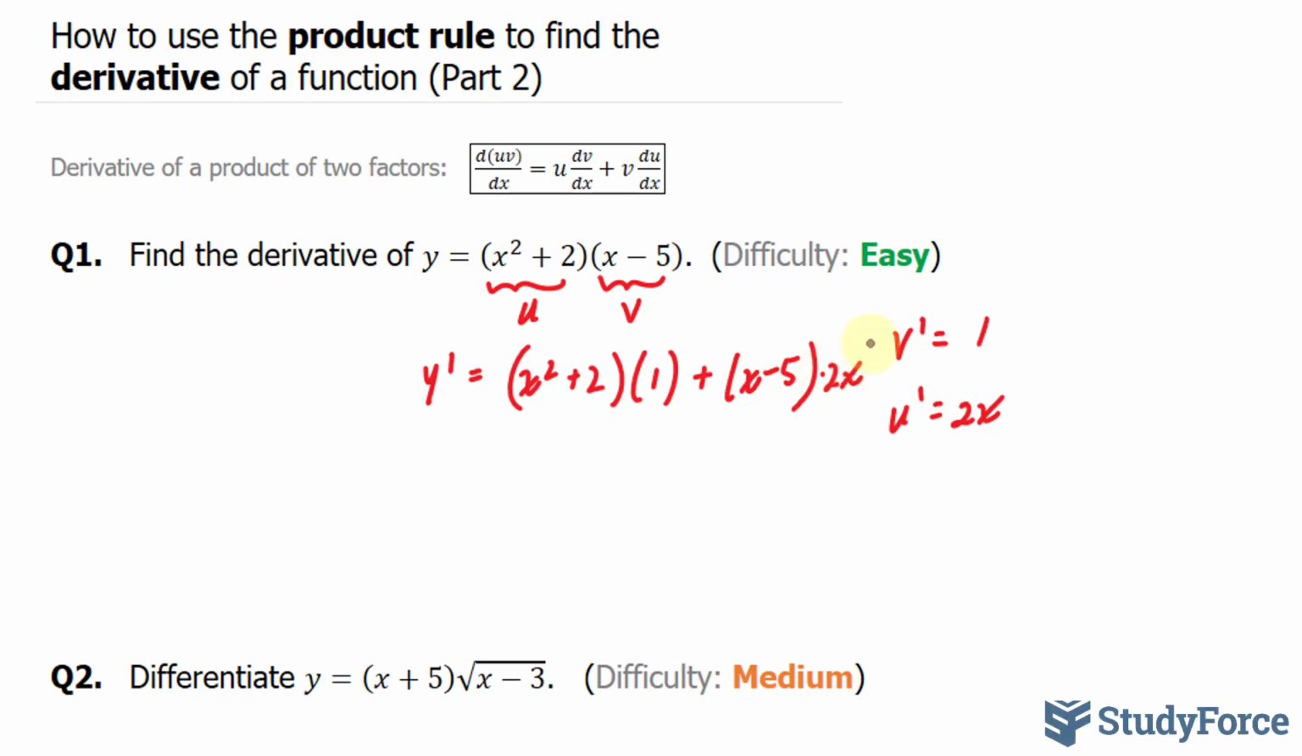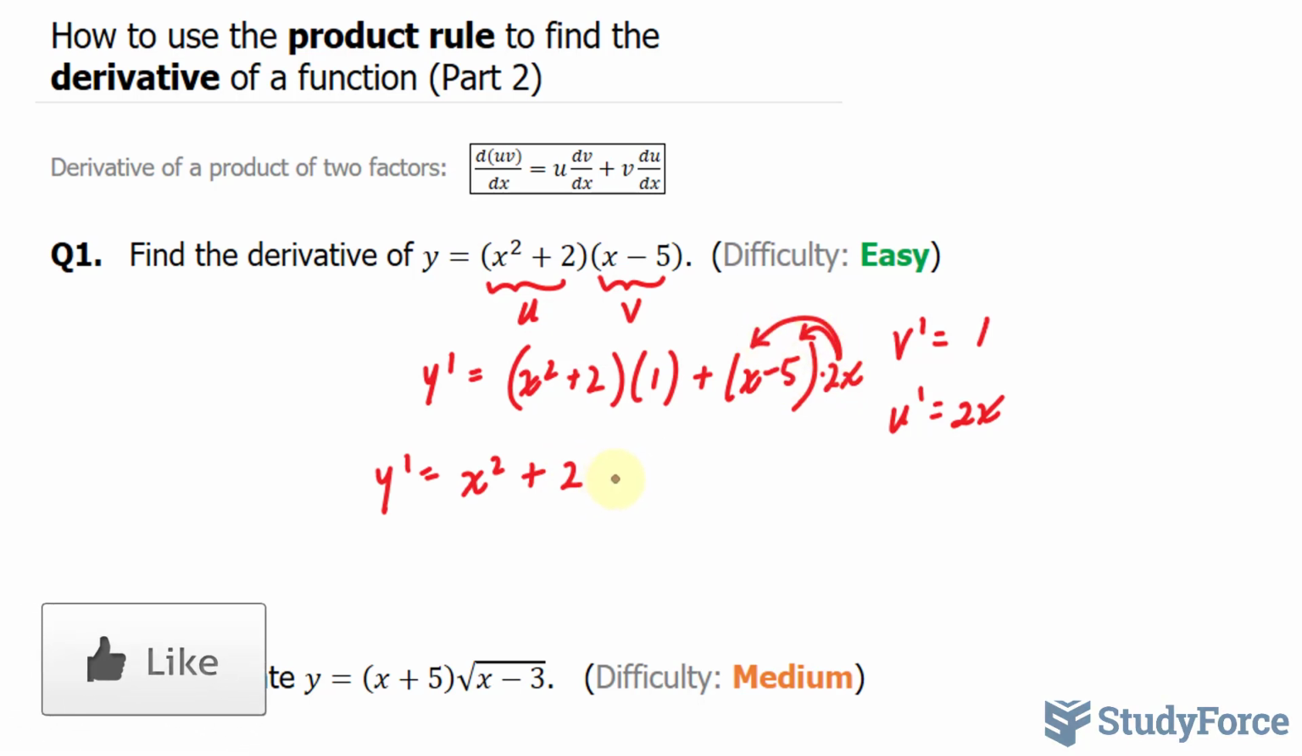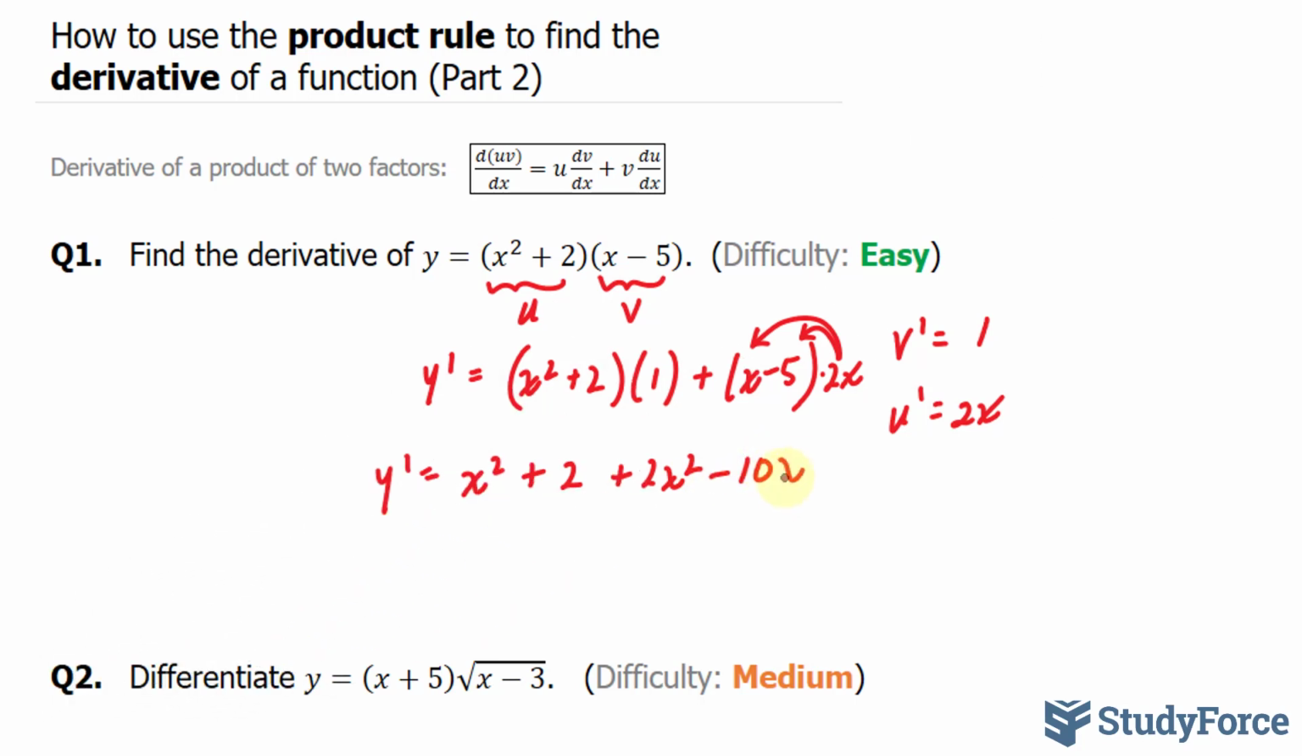Now all I have to do is clean this up. I already found the derivative, x squared plus 2, and I'll multiply this 2x to these two terms. So I end up with 2x squared minus 10x. Collecting like terms, this term and this term are alike, leaving us with 3x squared minus 10x plus 2.